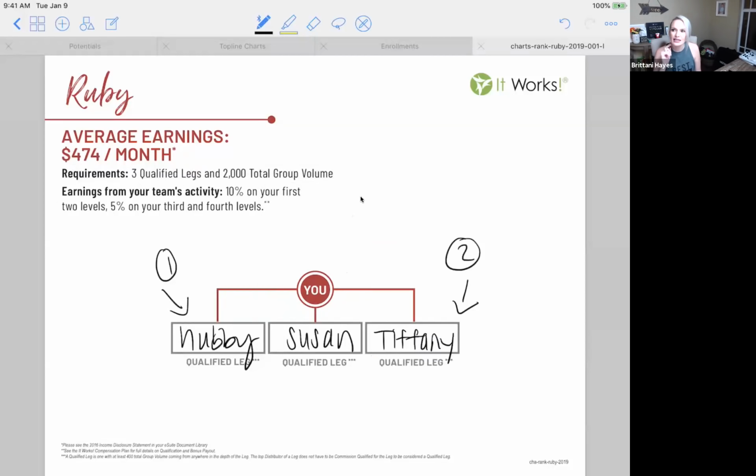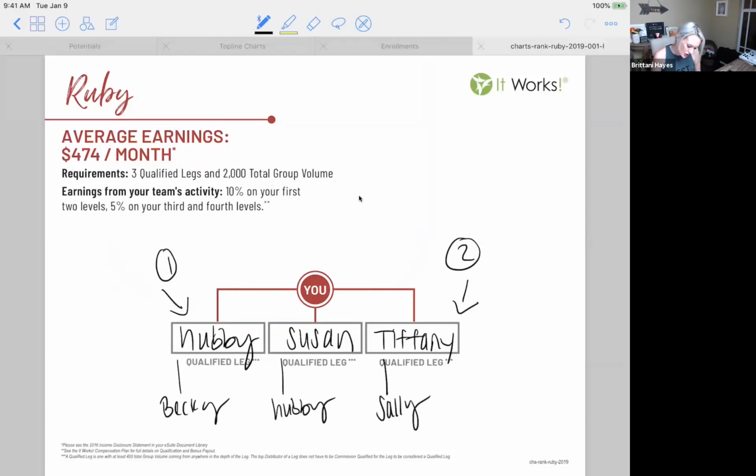Okay, so the next thing that you want to make sure that you're doing is you're going to start stacking. And this is the main purpose of this Zoom. So let's say you now sign someone named Becky. You're going to want to go ahead and place Becky under your husband. And then let's say someone else comes and joins you. Let's say Susan signs her husband. And then you sign someone named Sally. You're going to stack Sally under Tiffany.